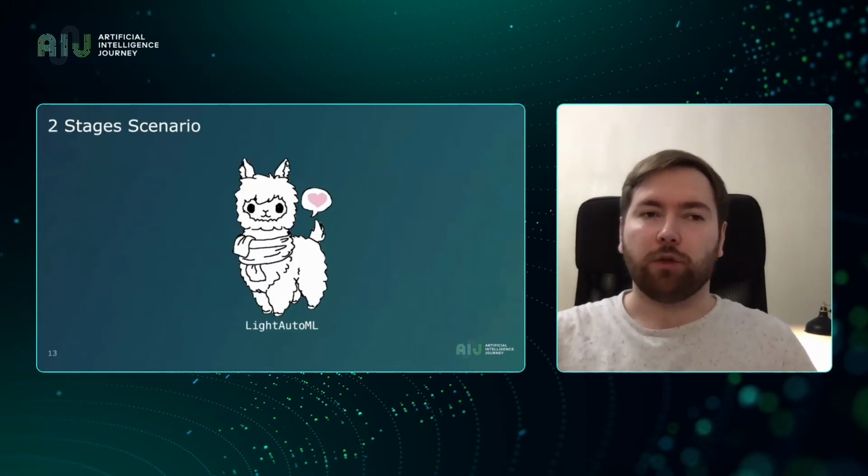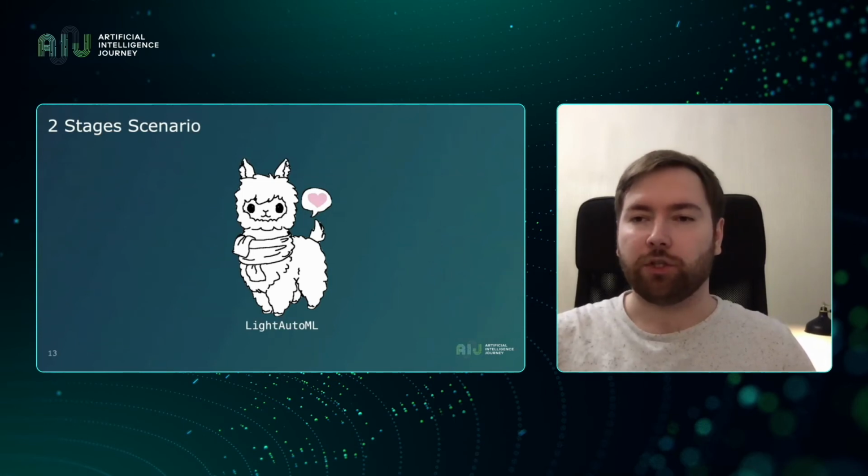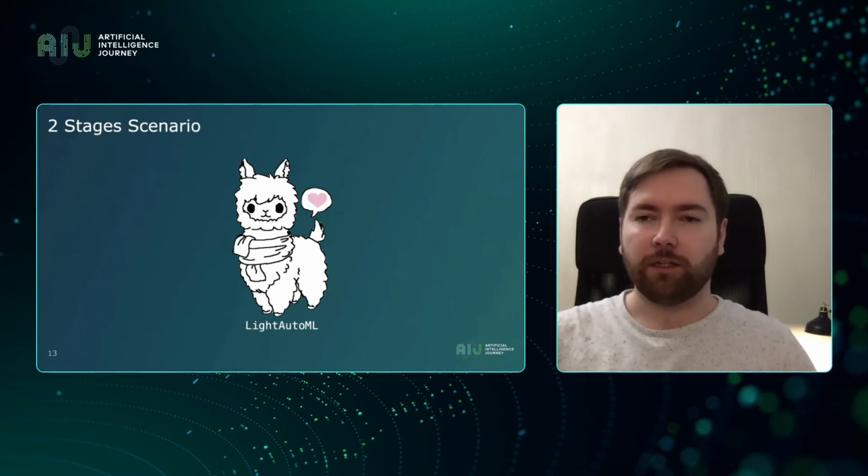In addition to that, we have a two-level, two-stage scenario with the LightAutoML library. At the first level, we generate candidate objects. At the second stage, we rank them using AutoML so that we get the final recommendation.